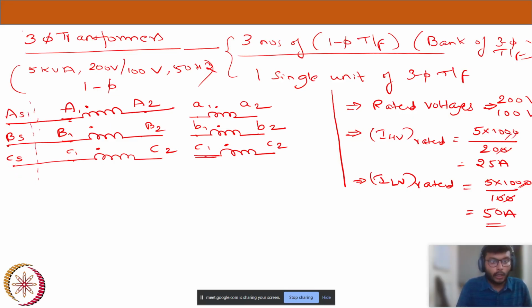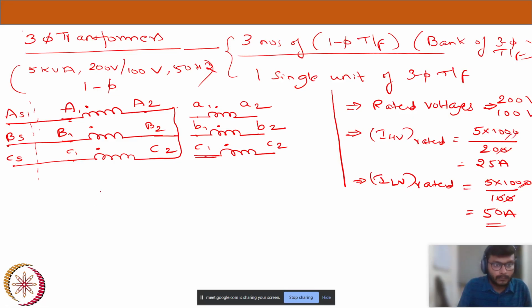To get a star connection, in each of the single-phase transformers I will short one terminal. I will force three terminals of each transformer to be at a single potential, and that will give me a star connection. The free terminals I will take as input, where I give the supply. So now I have shorted A2, B2, C2, and so this is a star connection.